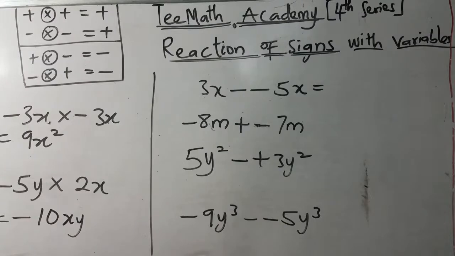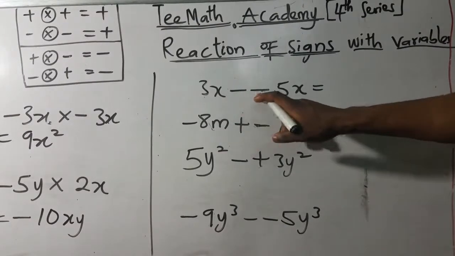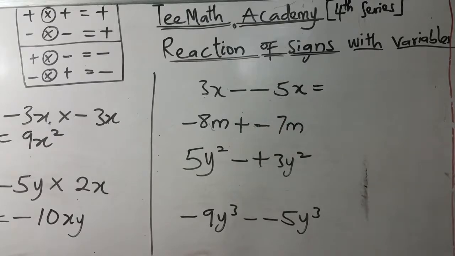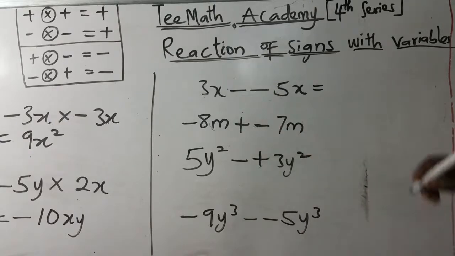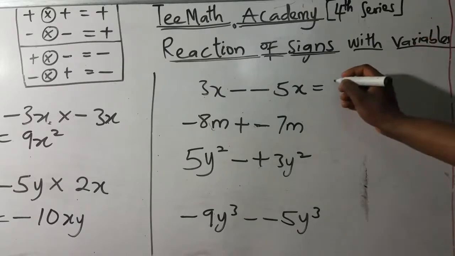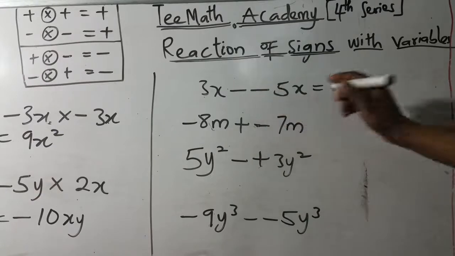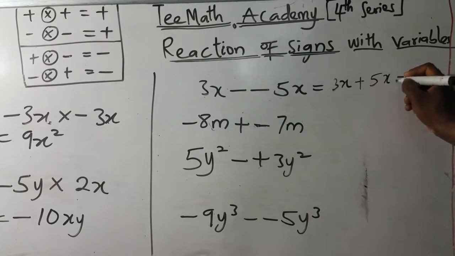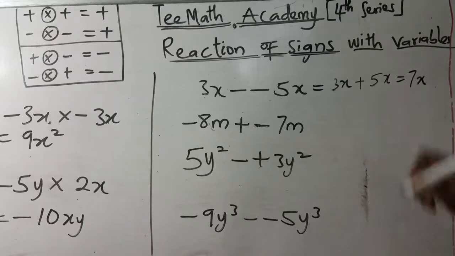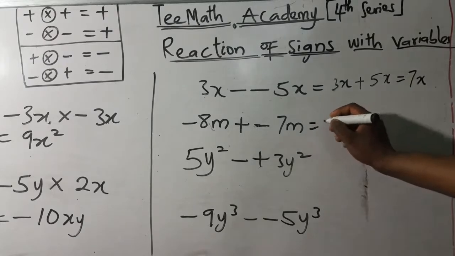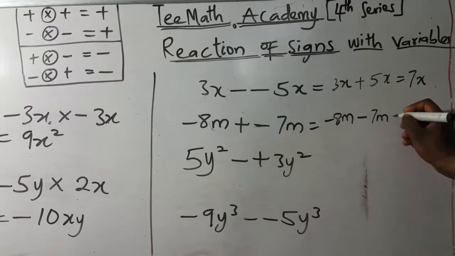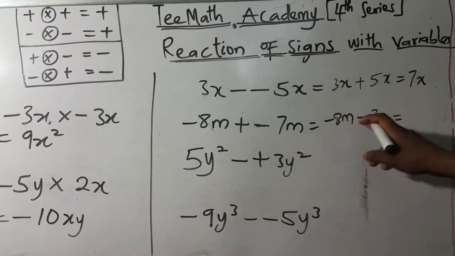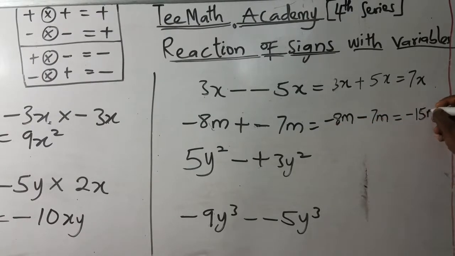Now the next one here is 3x minus minus 5x, just like we have been doing. These are two close signs, so you multiply them because they are very close together to get one sign. So that would be 3x, minus times minus is plus, 5x. So 3x plus 5x gives me 8x. The other one, the same thing, minus 8m. Plus times minus is minus, so that is minus 7m. So minus 8m minus 7m means you are owing 8 and owing 7. That everything is minus 15m.